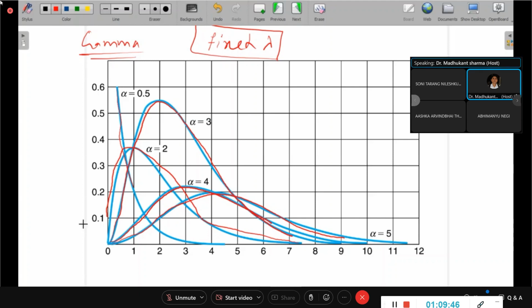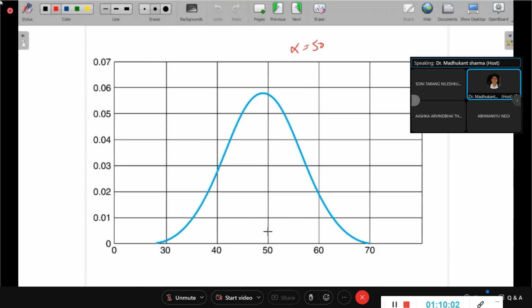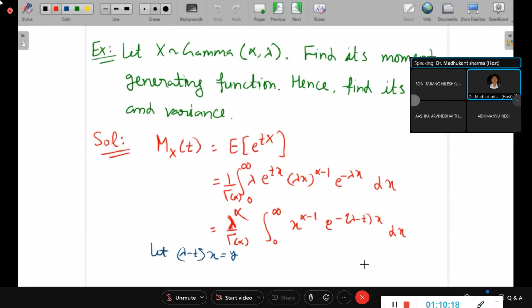You can see previously it was positively skewed. Now it is much less skewed. Later, this one here is for alpha equals 50, and it's going like this. So we have already found the gamma distribution.